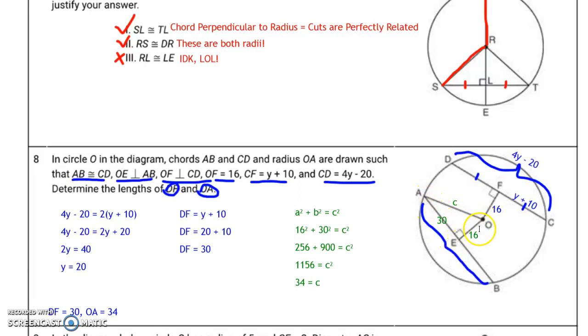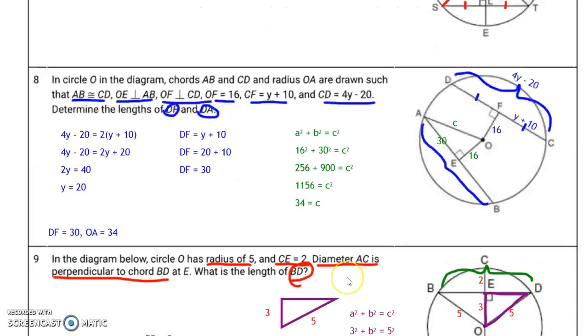And you can see this right triangle that's drawn here. So the right triangle has a piece here, which is 16. That's one of the legs. This leg is 30. And this hypotenuse is 34.